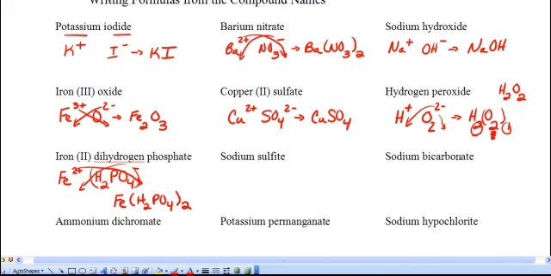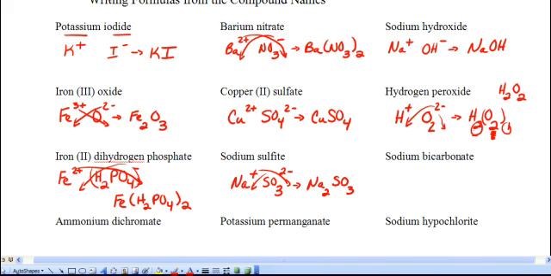Sodium sulfite. Sodium is a +1. Sulfite is SO3 2 minus. Sulfate is SO4 2 minus. Sulfite would be SO3. The 2 is going to go with the sodium. The 1 will go with the entire sulfite. And you're left with Na2SO3. You do not need to include the parentheses with a 1 behind it. 1s are generally left off.